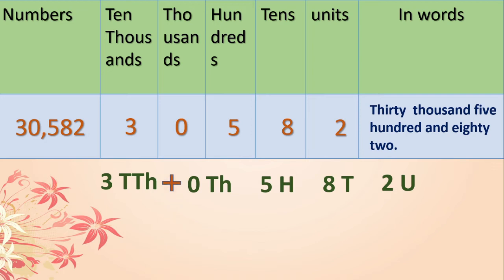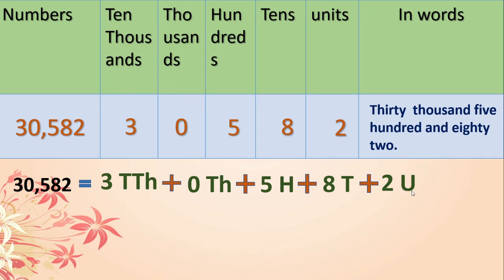When we add all these numbers, what we get? We get 30,582. This we know by this table, because only we have written the same number in table form. Correct? That is nothing but 30,582. Isn't it? Okay.